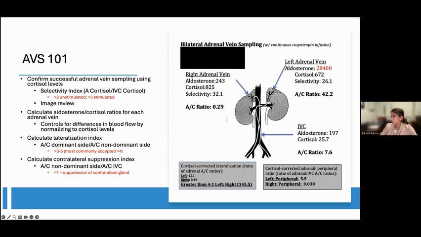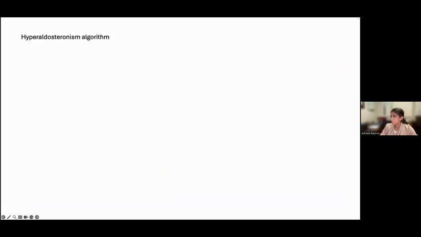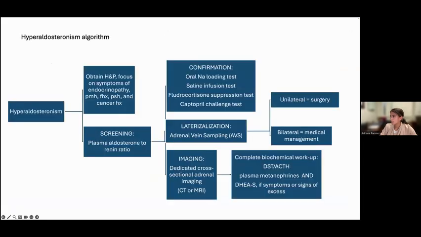As I mentioned, AVS can be used for cortisol-secreting masses. In that case, it's performed and calculated in a very similar fashion by substituting cortisol for aldosterone and calculating the cortisol to aldosterone indices. So in summary, surgery is recommended in cases of unilateral disease for hyperaldosteronism. Bilateral hyperplasia is generally treated medically and managed non-operatively.